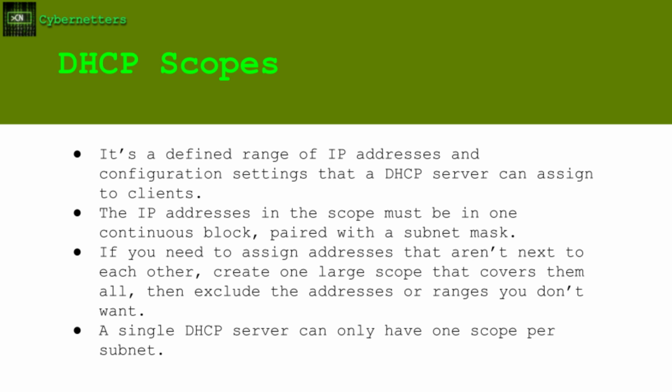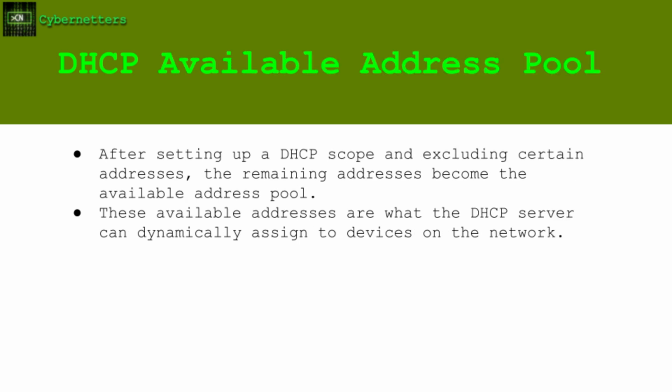So, once you have defined your DHCP scope and excluded any addresses you don't want to hand out, what's left becomes the available address pool. These are the IPs your DHCP server can dynamically assign to devices on the network. Essentially, the scope says here's the full range, and the exclusion says but don't use these. Whatever remains is fair game for clients requesting IP addresses.